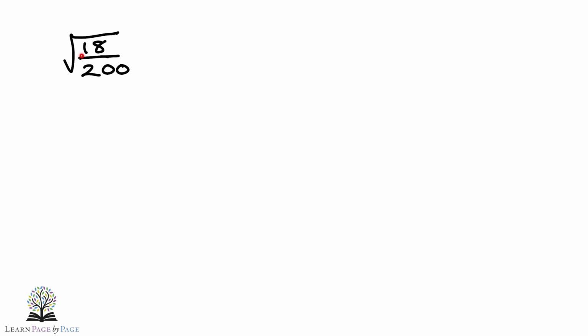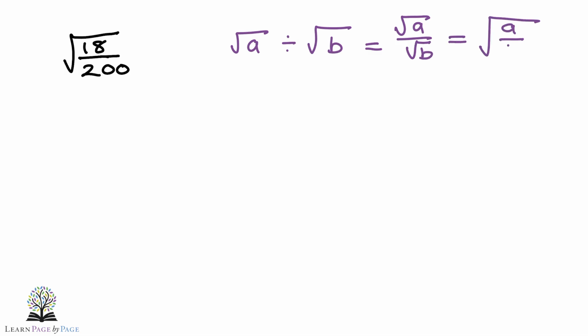We have root 18 divided by root 200, and the rule here is root A divided by root B is exactly the same as root A over root B, and that further goes to the square root of A over B. So you can see here, this is what we have here. So let's break this down. So we have root 18 divided by root 200. And with that, we will further break down the numerator and the denominator the same as we did before.